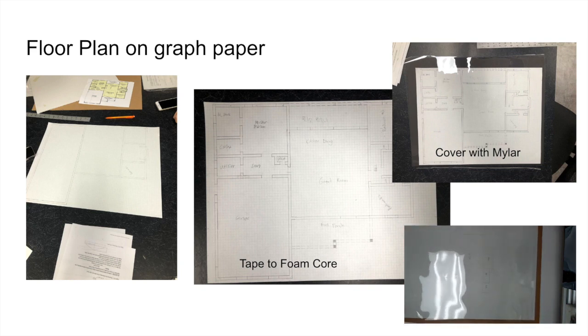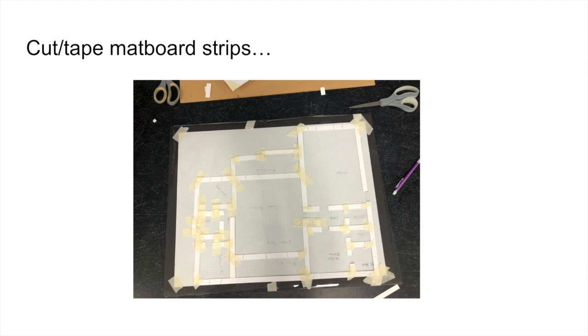When you're done designing the floor plan, you've got everything drawn out, make sure you cover it with plastic. I've provided rolls of Mylar to do that. That will keep the balsa build from sticking to your floor plan. The next step is to take mat board strips and tape those down to the Mylar. This will give you a nice base to build your model on.